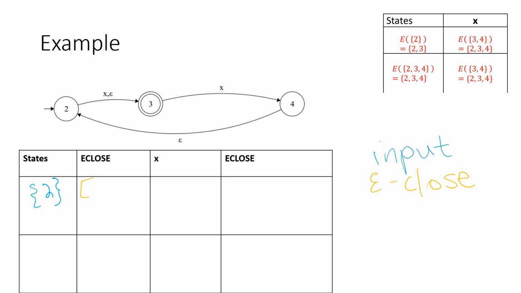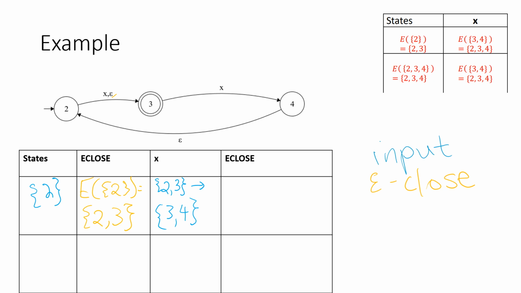And now let's take the epsilon closure of 2. And the epsilon closure of 2, it looks like, well, of course, it goes to itself, and it also goes to 3 on epsilon. Now that I have 2, 3, I'm going to figure out what states I can reach to get to x, this is more like subset construction like we've seen already. So 2 on x goes to 3, and 3 on x goes to 4.